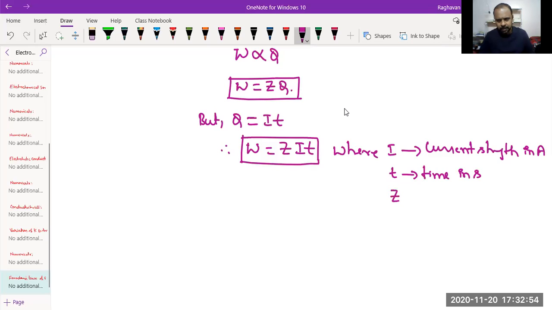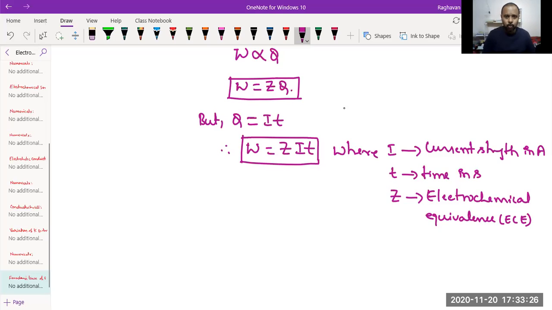And here Z is electrochemical equivalence, abbreviated as ECE. Electrochemical equivalence of the metal displaced at the electrode, electrochemical equivalence of the substance displaced. Now, if you want to know what is Z, it is the ECE for a given substance which is displaced.